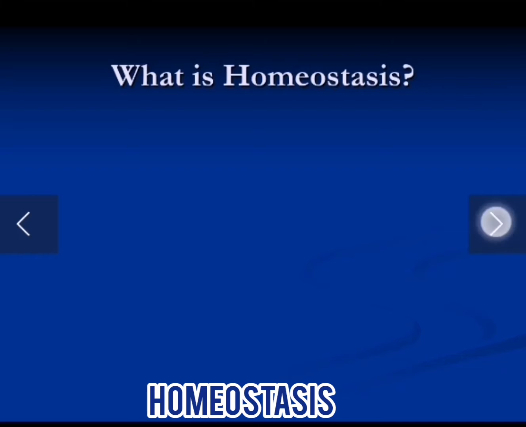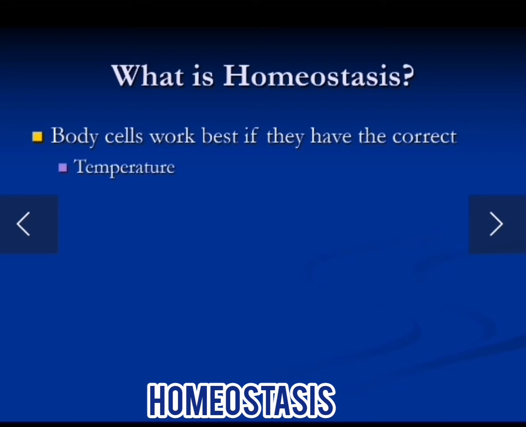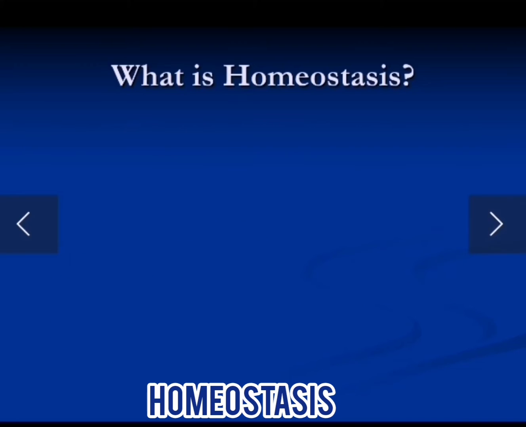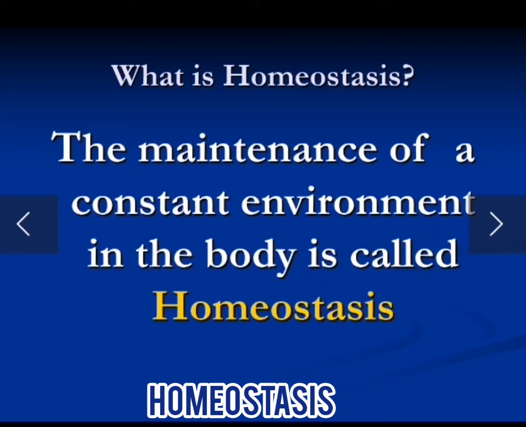What is homeostasis? The body cells work best if they have the correct temperature, water level, glucose concentration. So your body has a mechanism to keep the cells in a constant environment. So the definition of homeostasis: the maintenance of a constant environment inside the body is called homeostasis.